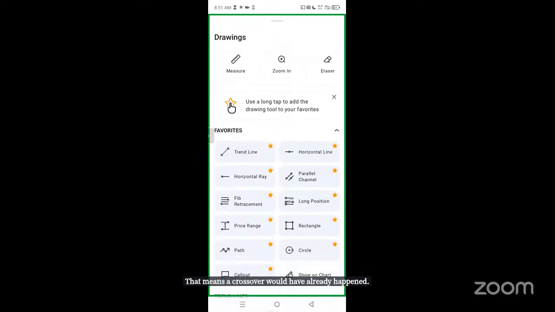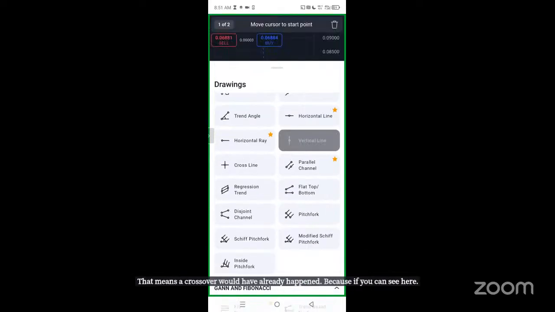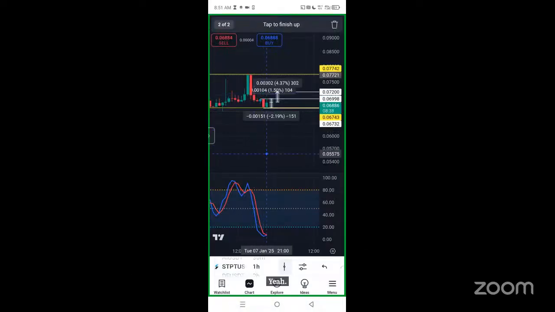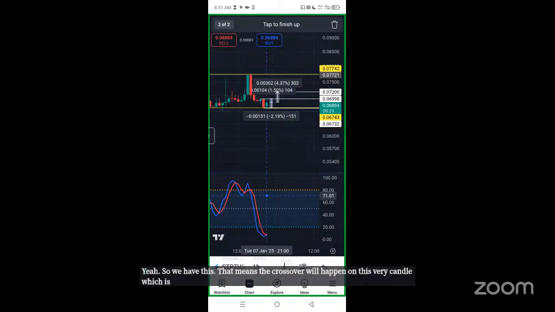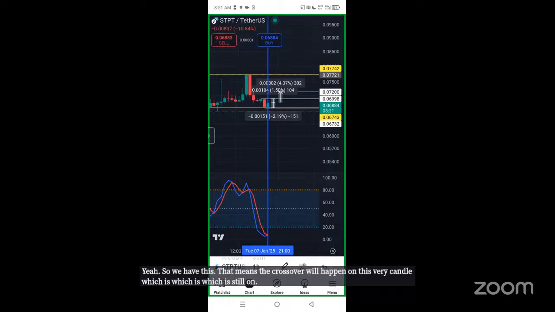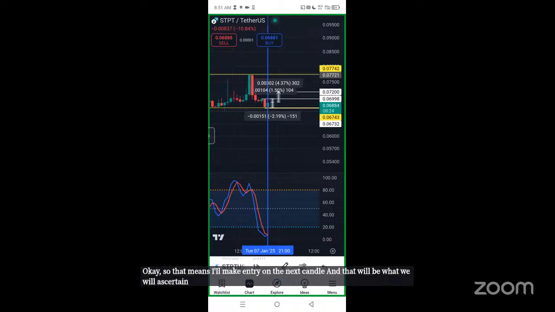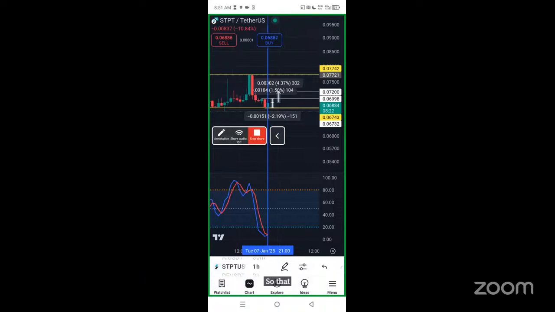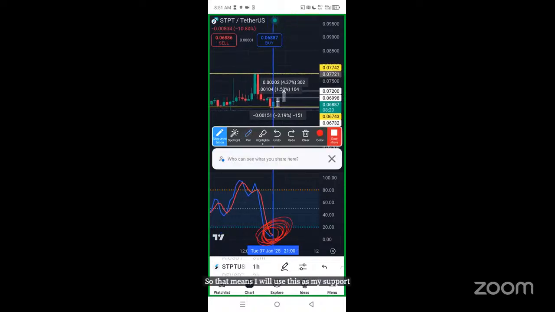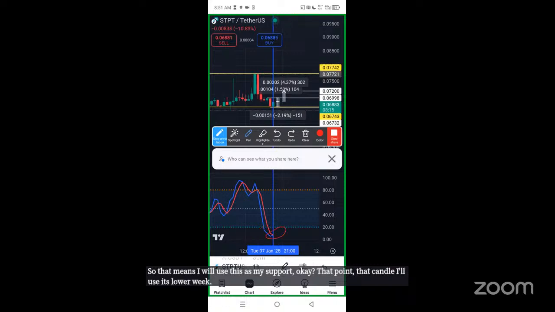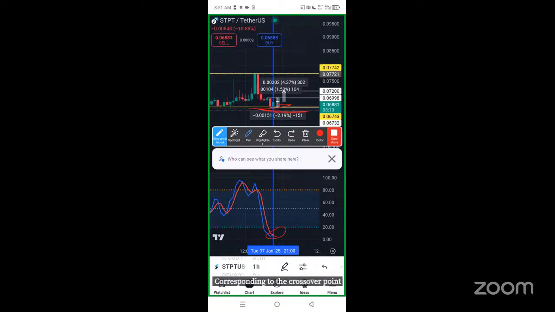Because if you can see here, we have this. That means the crossover will happen on this very candle, which is still on. So I'll make entry on the next candle, and that will be what will ascertain the crossover. So I will use this as my support. That candle, I will use its lower wick corresponding to the crossover point as my first support. Make entry at the opening of the next candle.